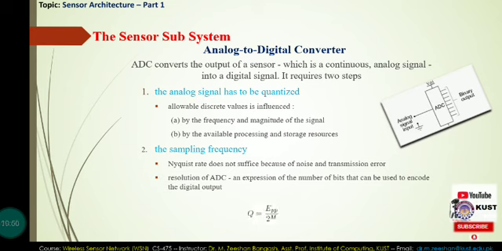You can see the formula shown on the slide. Q is the resolution in volt per step, and EPP is the peak to peak analog voltage. M is the ADC's resolution in bits. We will be discussing this sampling frequency in the upcoming lectures as well.